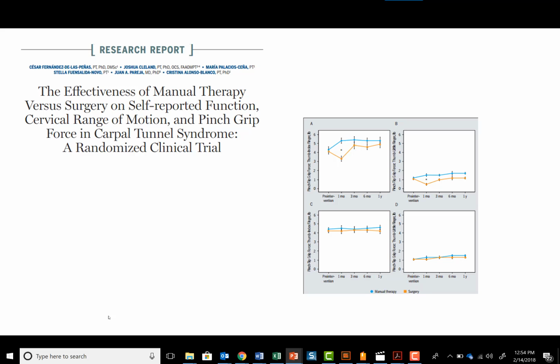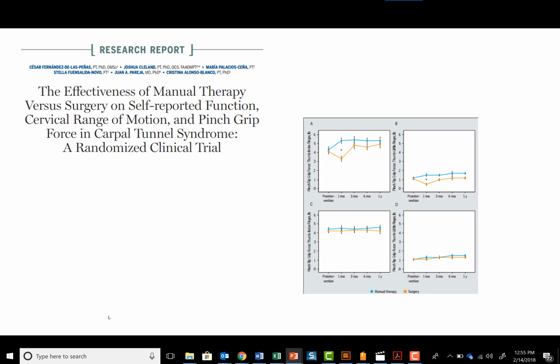So what they looked at here was the manual therapy group and the surgery group, and compare the outcomes. If you look at the outcomes, the manual therapy is in blue, the surgery is in orange. Pinch grip, so pinch grip force, thumb to index finger, they're at 1 year, they started out the same. So pre-intervention, they had about the same poundage of pinch grip. You look out at 1 year and they all improved, but you notice that there was even a little bit more improvement in that manual therapy group.